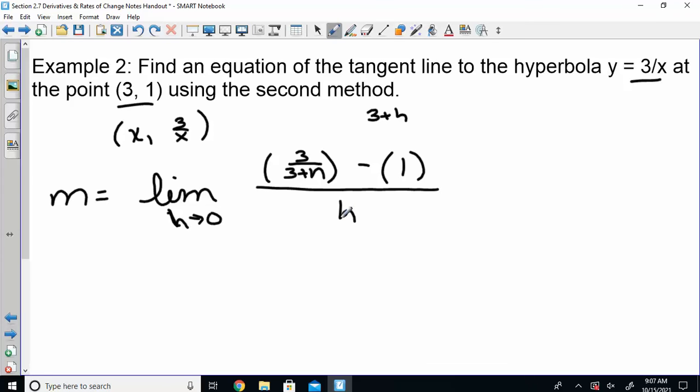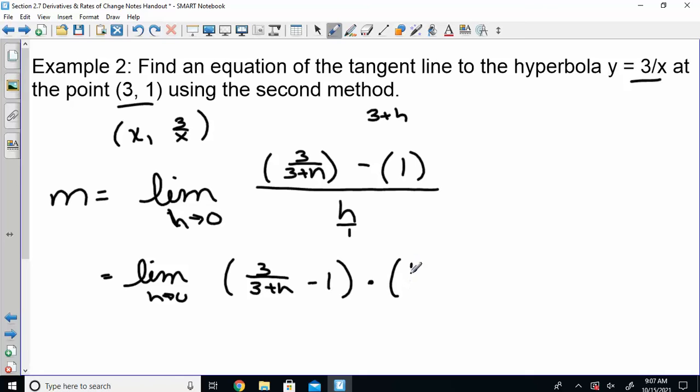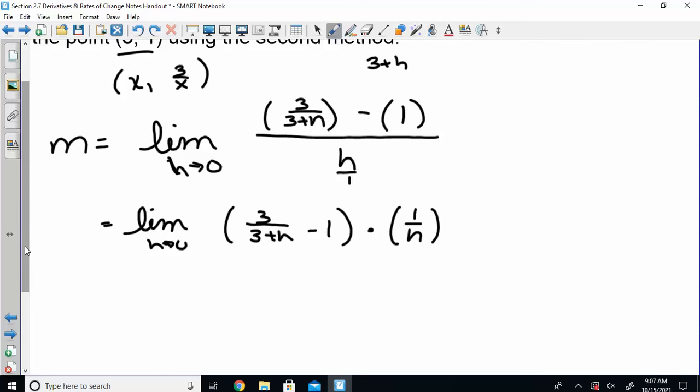What are some strategies that we've used? To divide by a fraction, this is like h over 1. That's the same thing as flipping and multiplying, right? Let's see if that will help. So we would have 3 over 3 plus h minus 1 times, whoops, I have to flip that, 1 over h. Okay. Not helping so far, is it?